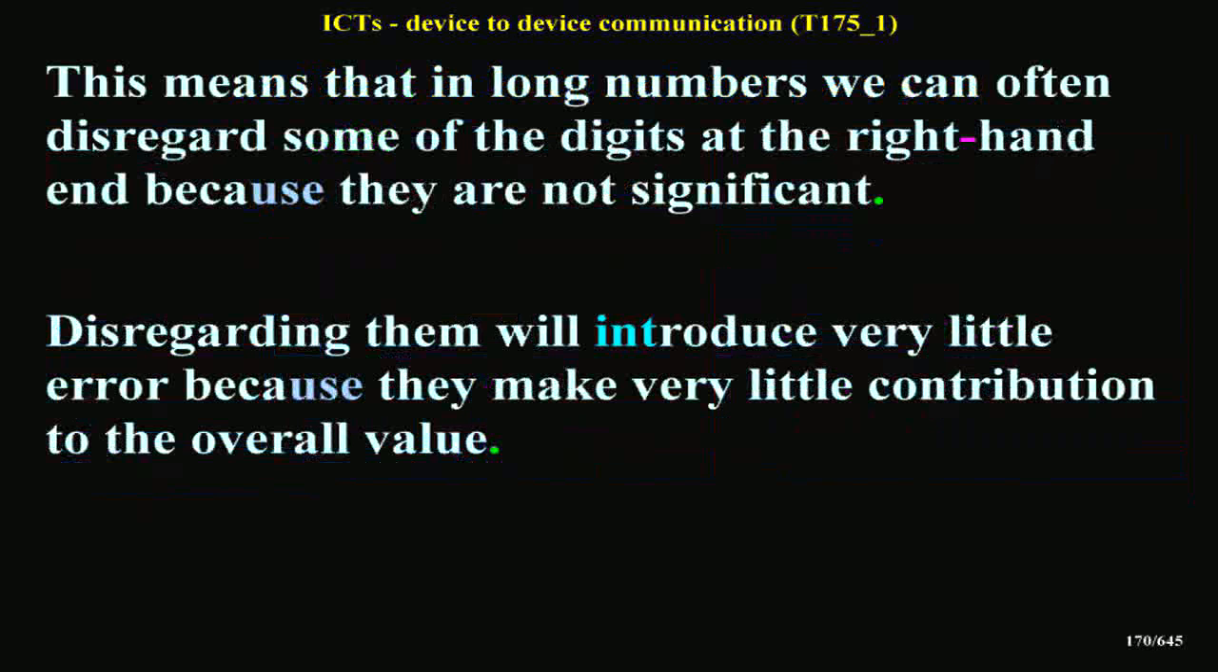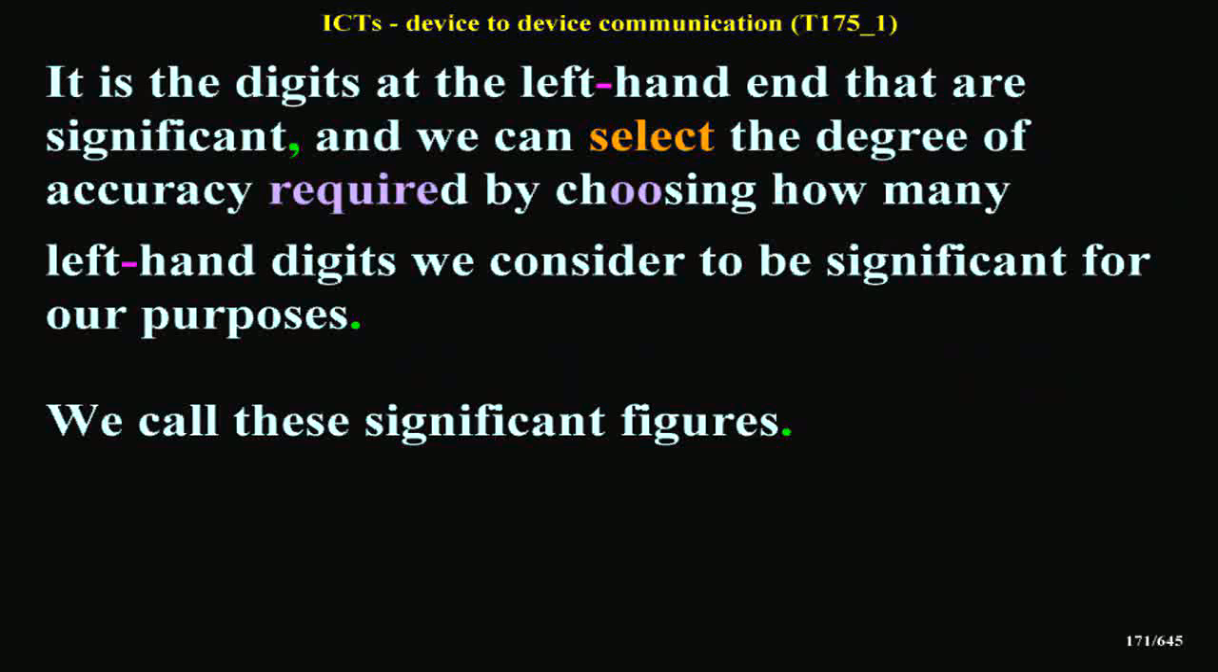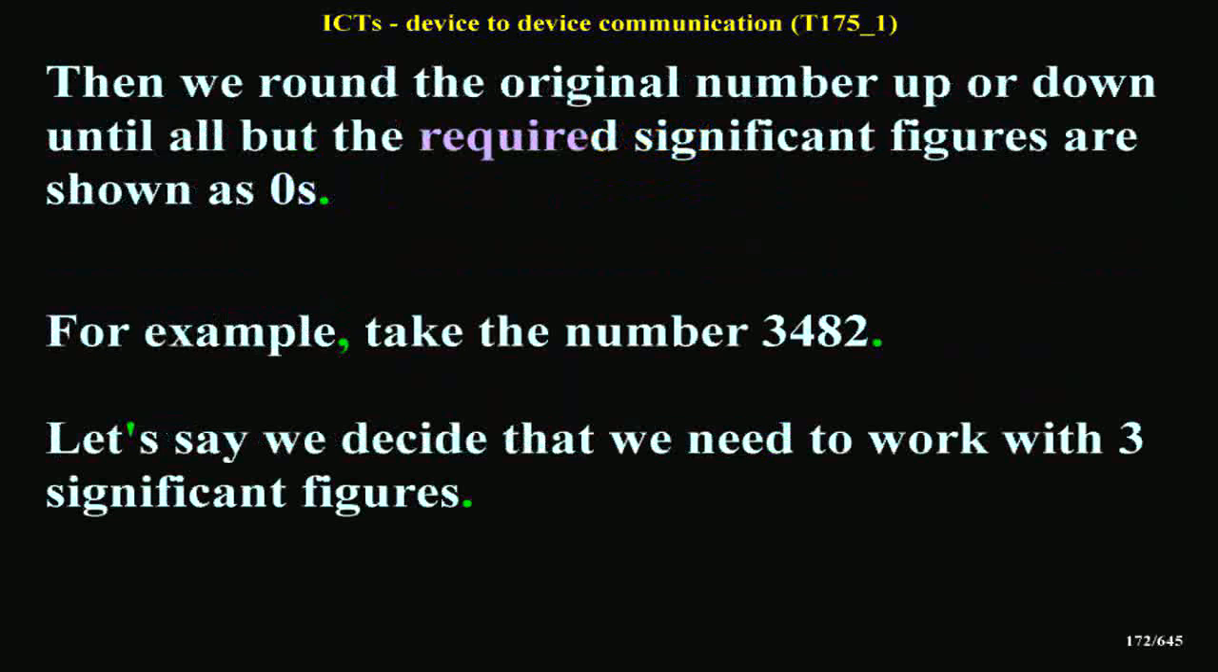Disregarding them will introduce very little error because they make very little contribution to the overall value. It is the digits at the left-hand end that are significant, and we can select the degree of accuracy required by choosing how many left-hand digits we consider to be significant for our purposes. We call these significant figures. Then we round the original number up or down until all but the required significant figures are shown as zeros.